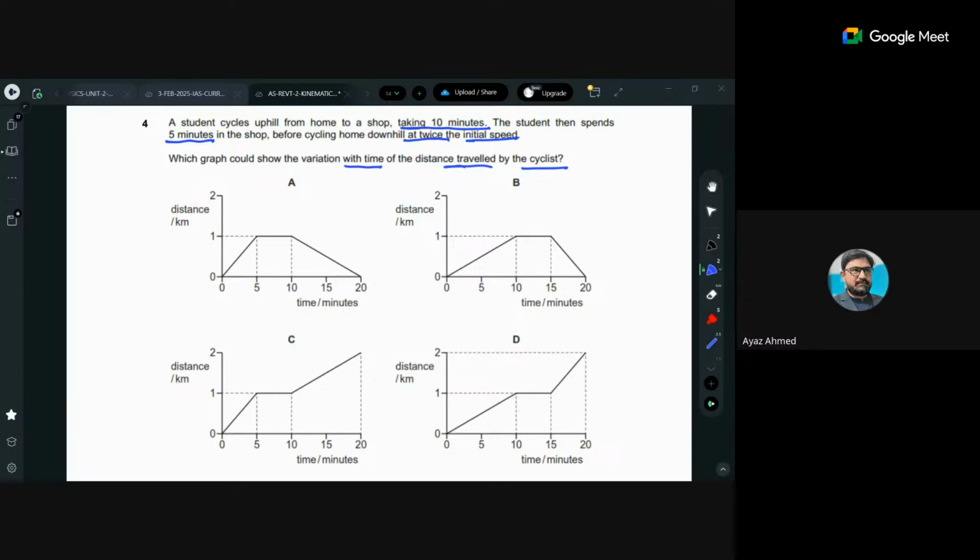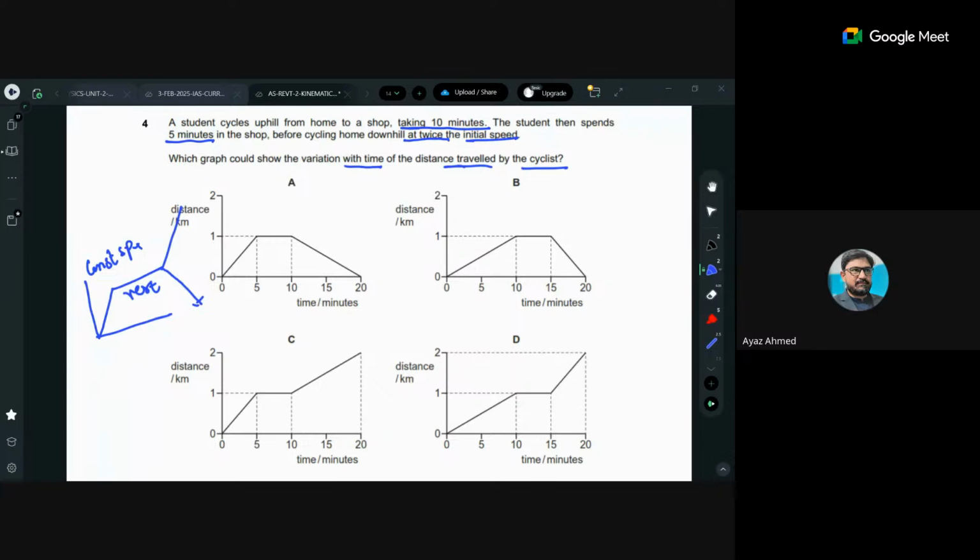First, it takes 10 minutes to move uphill. Got it? It means here, one more thing. For a distance-time graph, you must know it is constant speed. This is at rest. This is again constant speed, but as it is distance, it would be moving upward.